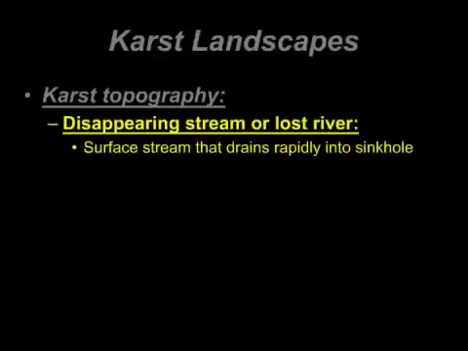Essentially what happens here is a surface stream will go down into a sinkhole, go through the underlying bedrock, go through the cracks, and come out usually as a spring somewhere else. And so essentially the water, the river, continued to go downhill. The whole idea, though, is it went downhill and underground so that you don't see it anymore.